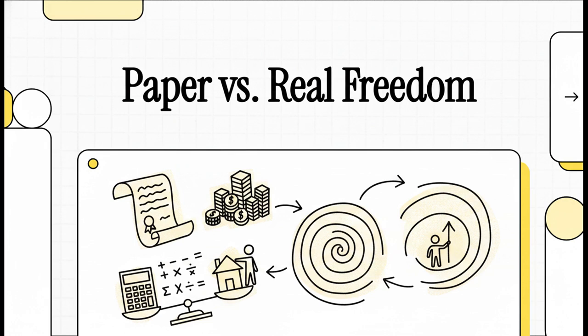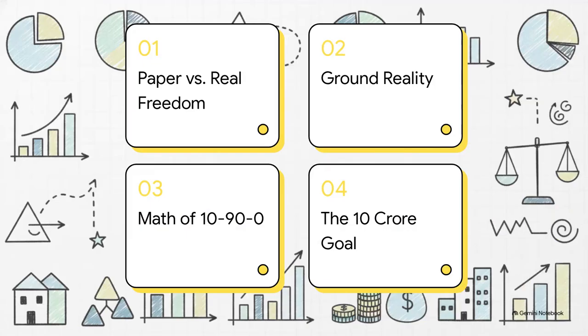So, we're going to break down the author's logic, look at the stark realities presented in the text, and explore this very unique mathematical model together. Okay, let's take a quick look at our roadmap for today. We'll start with number 1, paper versus real independence. Then, number 2, the ground reality of recent claims. From there, we'll dive into number 3, the math of the 10-90-0 model. And finally, number 4, the 10 crore goal.